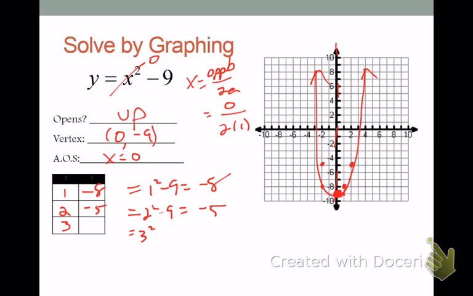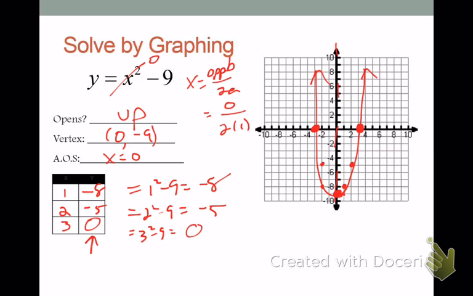Well, I'd get 3 squared minus 9. Well, 3 squared is 9. 9 minus 9 is 0. Remember what we said. If the y-coordinate is 0, then this should be a solution. This is going to be an x-intercept. 3 comma 0 is right there. So that's a solution. So 3 is, and because the parabolas are symmetrical, we know that on the other side, we should be hitting at negative 3.